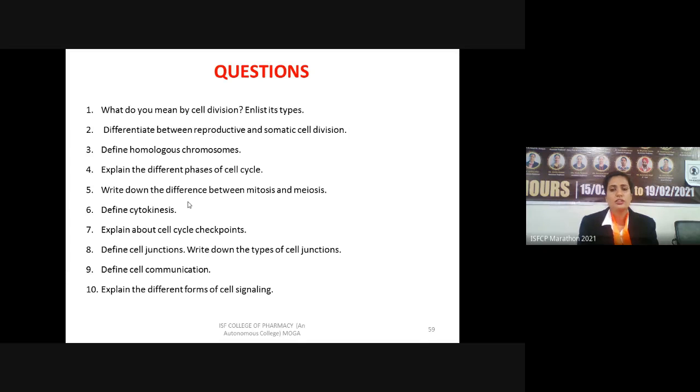Okay. So the reproductive cell division involves the meiosis mainly, and the somatic cell division involves the mitosis mainly. So mitosis is a single step process and the meiosis is a two-step process. That's why in the meiosis four daughter cells are formed. Next question we have is define the homologous chromosome. So what do you mean by homo? Homo means same. So homologous chromosomes are the chromosomes which share the similar genes in the similar order.